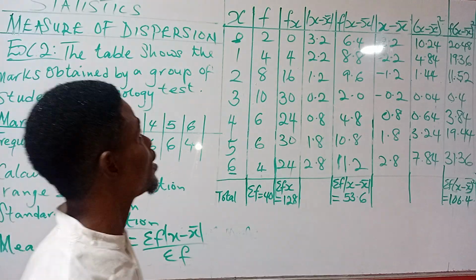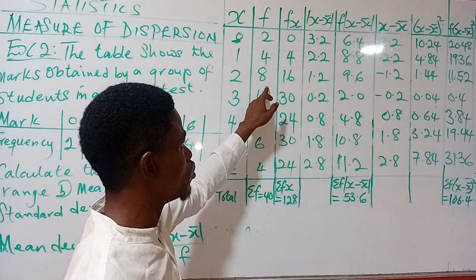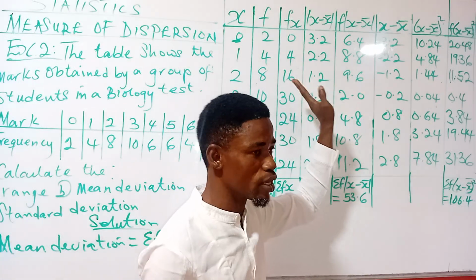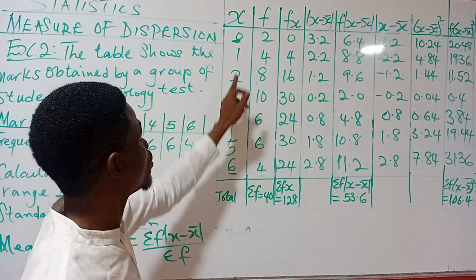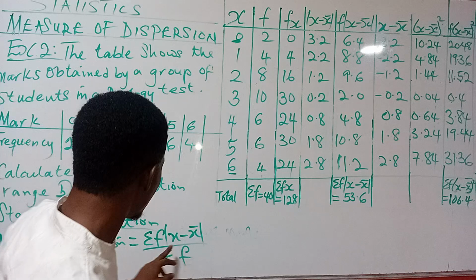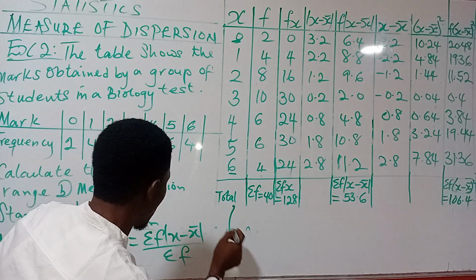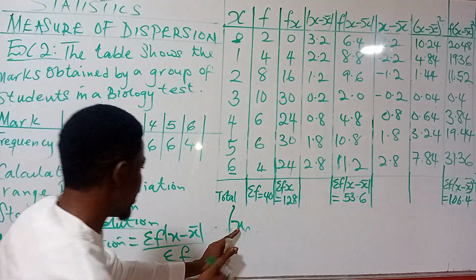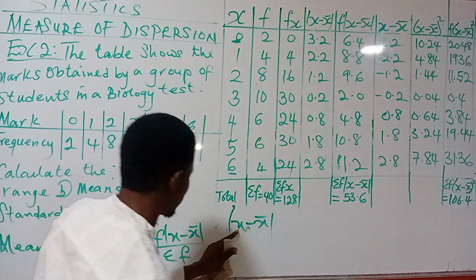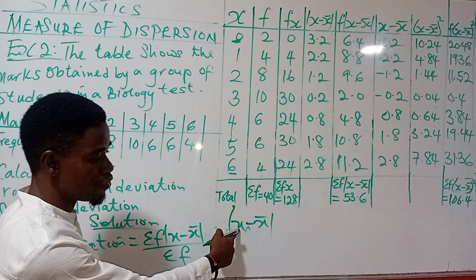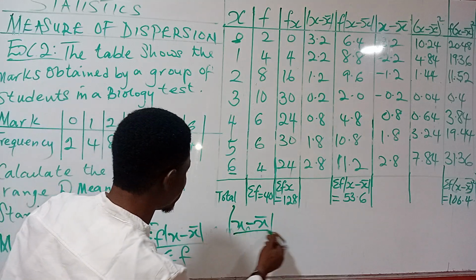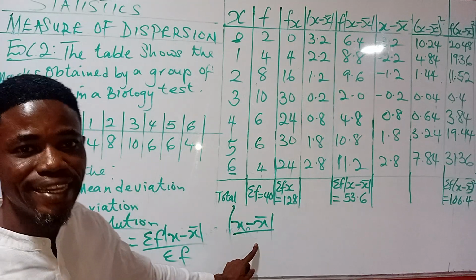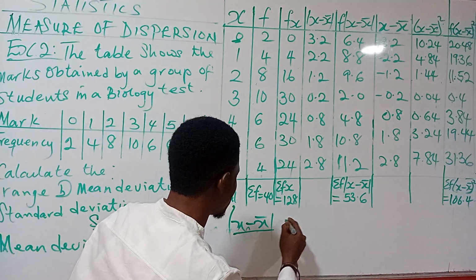Forget about the other columns because I'm going to explain everything. Let's say we only have column x and f. We need to generate the absolute difference of each value of x minus x bar. But before we can generate this, you must know your x bar.